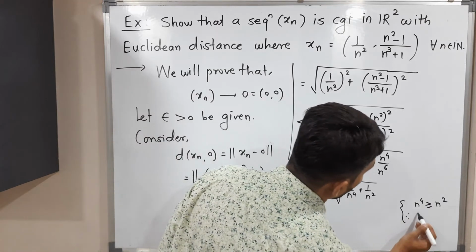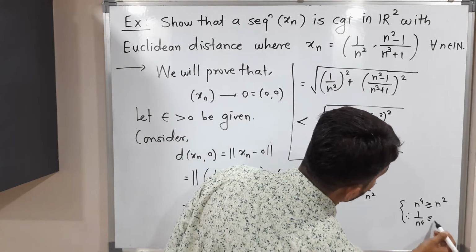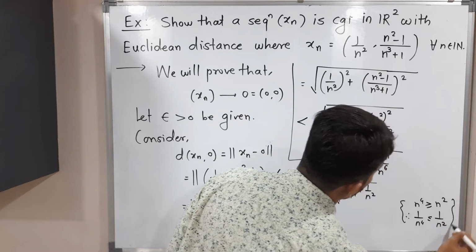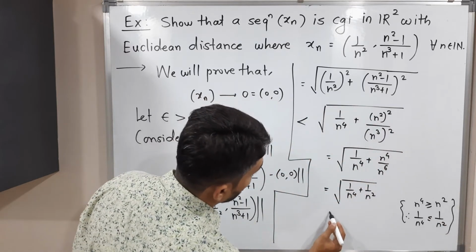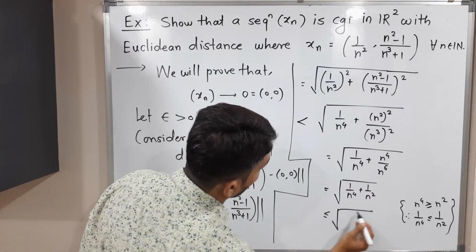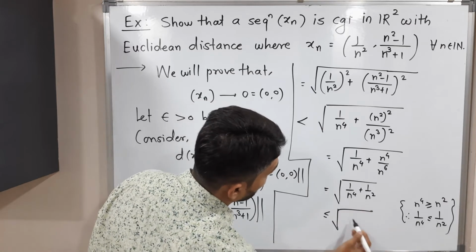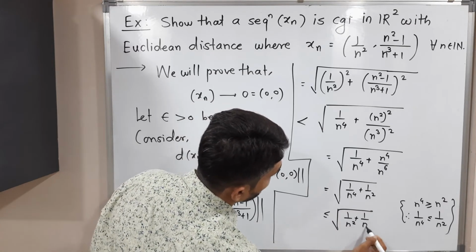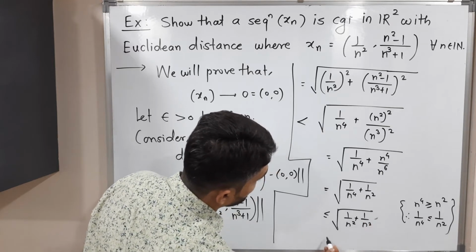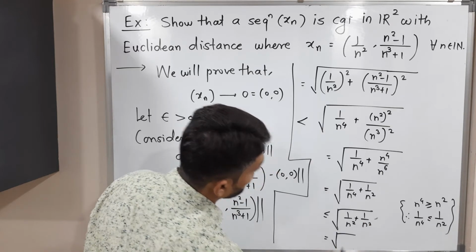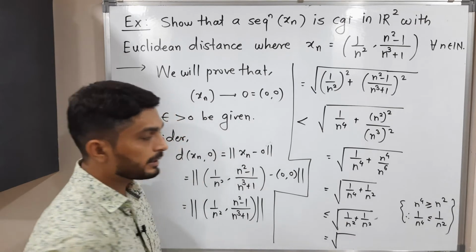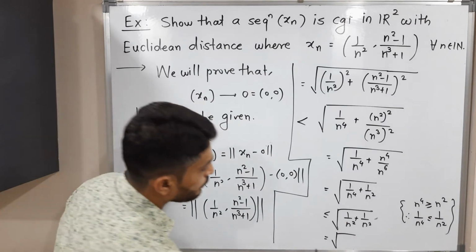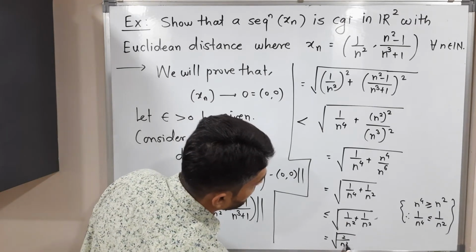So therefore 1 upon n raised to 4 is less than or equal to 1 upon n square. So that's why I can write this is less than or equal to square root of, I am replacing it by 1 upon n square. So that's why I carried that inequality, plus 1 upon n square. So this is equal to square root of, see, the denominator is same, so you can add the numerators. So we'll have 2 by n square.